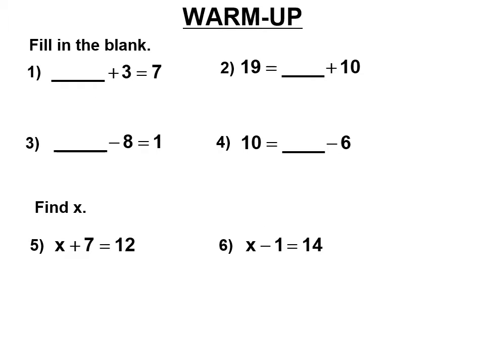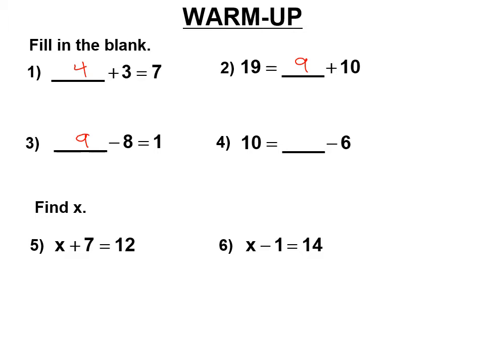Right, so you can solve these equations just by filling in the blank from elementary school, right? Blank plus 3 equals 7, 4 plus 3 equals 7. 19 equals blank plus 10, well, it must be 9 plus 10. Now, the adding ones are easier than the subtracting ones. Blank minus 8 equals 1. Well, it's got to be 1 more than 8. 9 minus 8. Now, pause the video.